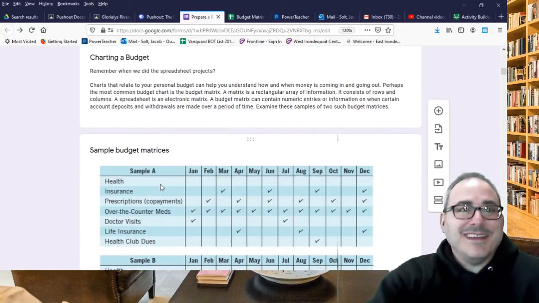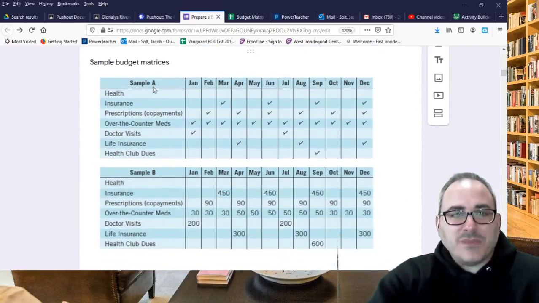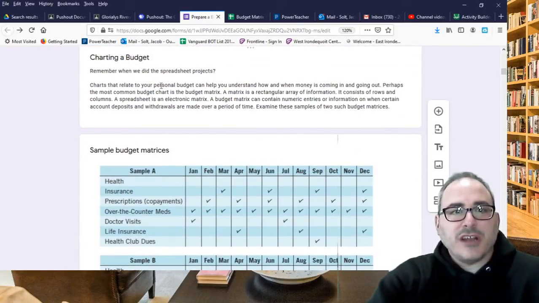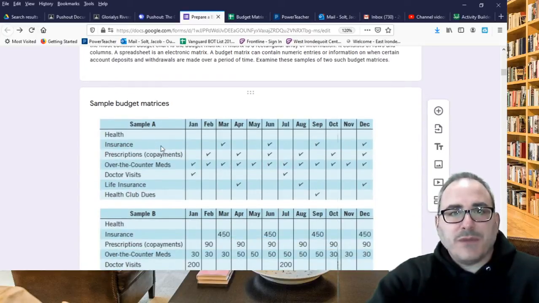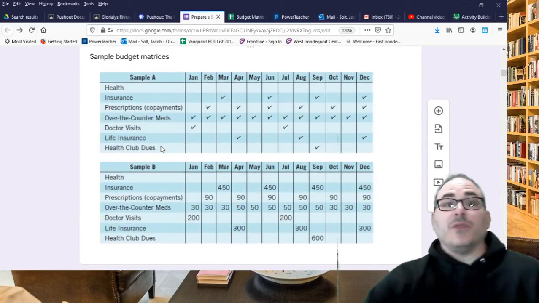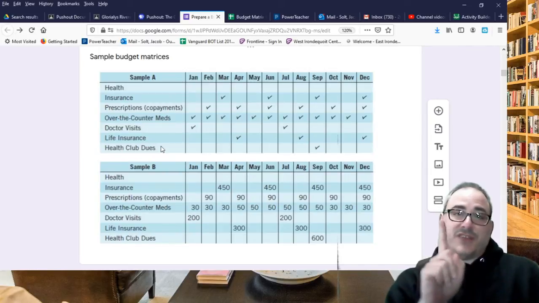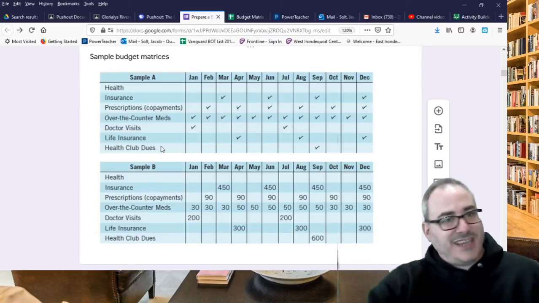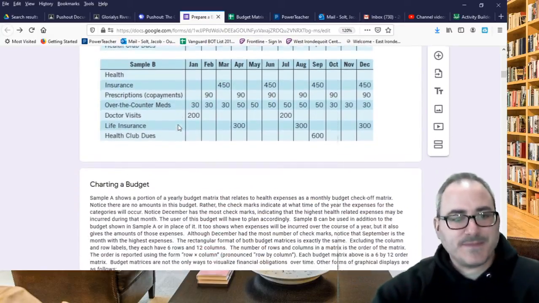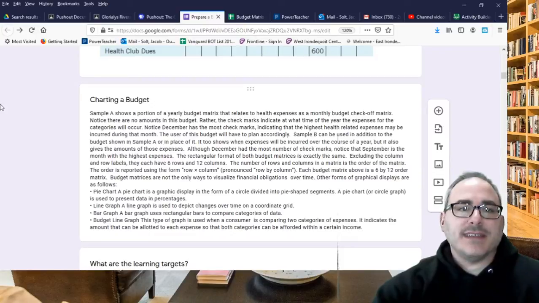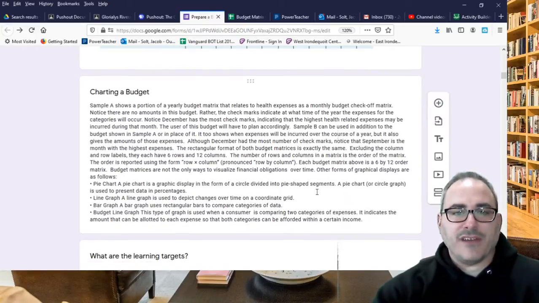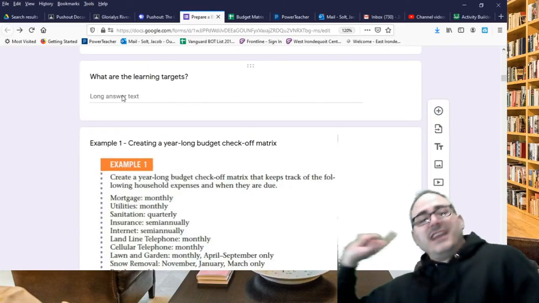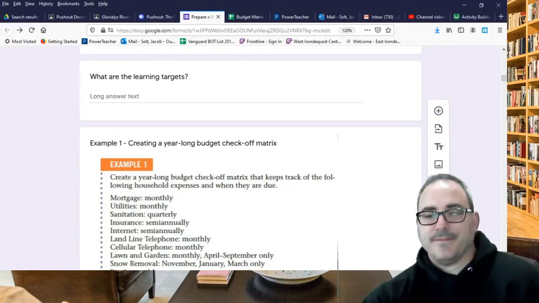All right, so I think that's where I'm going to leave this, because I'm going to leave you to read this. There's some charting and budget stuff. I've already explained what matrices are. If you have one matrix, it's called a matrix. If you have multiple matrices, you call them matrices. It's just a little bit of funny English, how that works. All right, charting a budget. I've explained all these, and we are right in the learning targets. So step one, you're going to put the learning targets here, and in the next video, I'm going to start with example one.